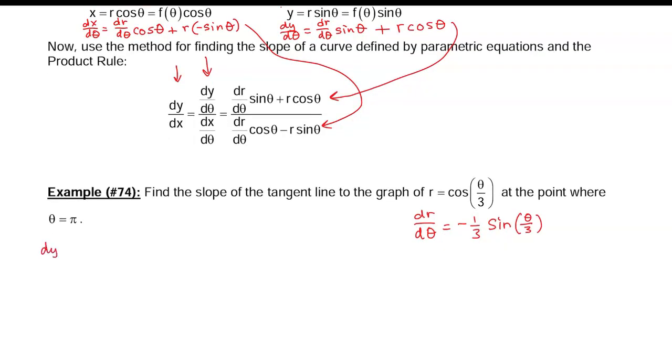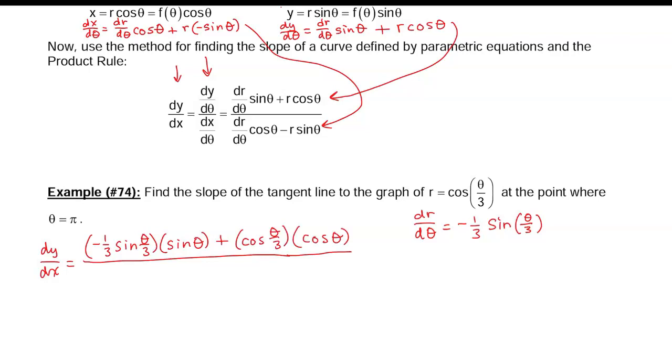Here we go. dy dx is, in the numerator, we have dr d theta, which we just calculated, is negative 1/3 sine of theta over 3. Multiply that by sine plus r times cosine theta. Now, r was given to us. It is cosine of theta over 3. Multiply that times cosine. Now, the denominator, dr d theta, is negative 1/3 sine of theta over 3. Multiply by cosine theta from the formula up above, minus r, which is cosine of theta over 3, times sine theta.